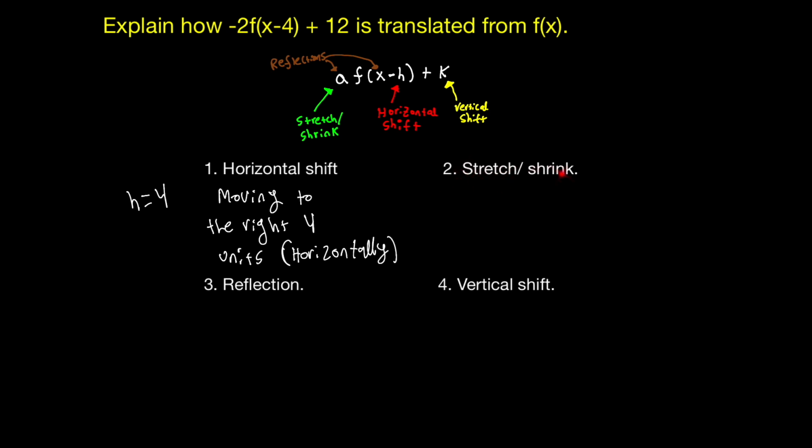Now, if I want to know if I'm stretching or shrinking the function, I have to look at my a value. My a value is 2. Well, it's negative 2. So for the stretch and the shrink, let's just ignore the negative. So let's get the absolute value here. And the absolute value of negative 2 is just 2. And 2 is bigger than 1. If the number is bigger than 1, then we're going to have a stretch. If the value is in between 0 and 1, then we would have gotten a shrink.